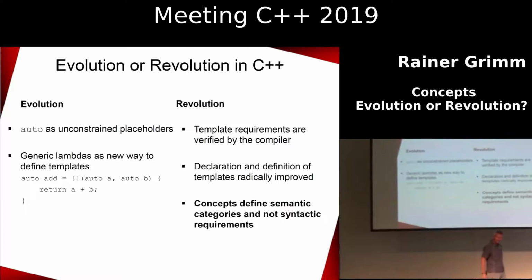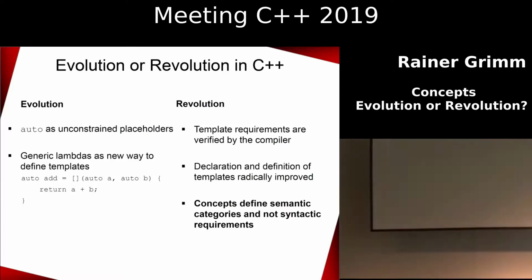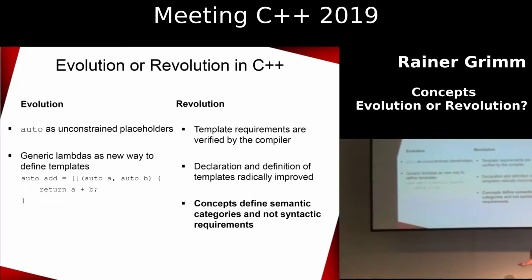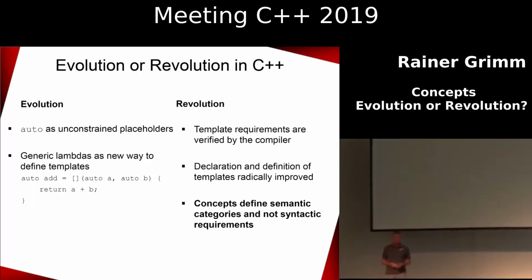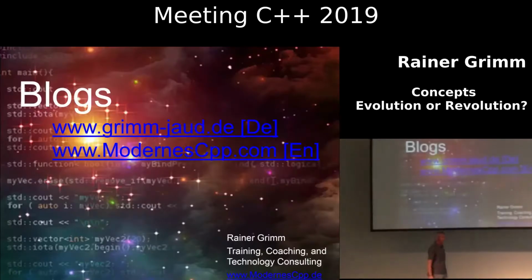Concepts define semantic categories and not syntactic constraints. What does that mean? Now I can define a concept such as equal, ordering, or some mathematical concepts. But the point is, now we can specify our arguments based on semantic categories and not on syntactic requirements, such as, does this type support a has ABC function or something like that? This would be a syntactic requirement. We think about semantic categories, which we of course know from math. I don't know what your opinion is. Of course, I have one, and now I'm done.